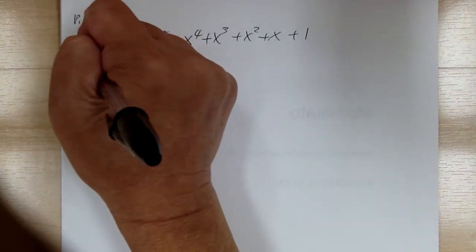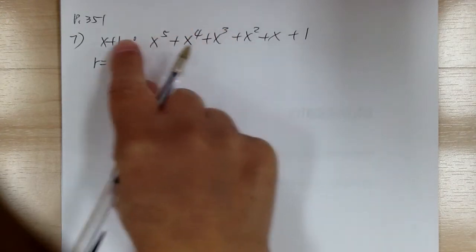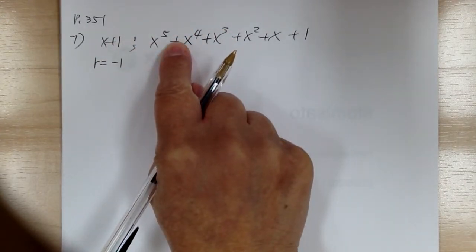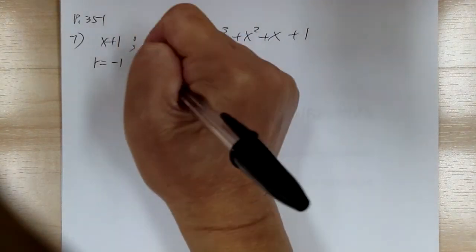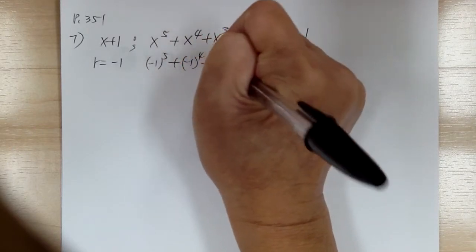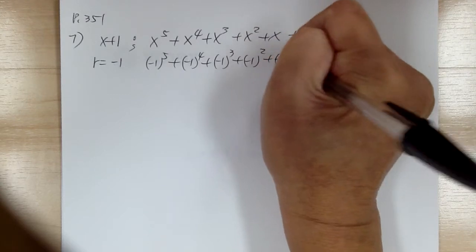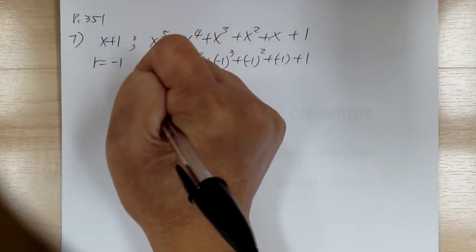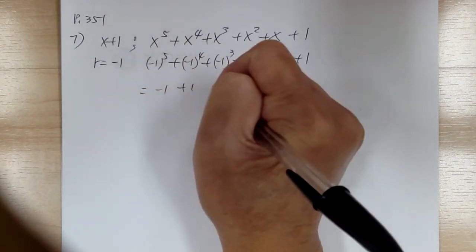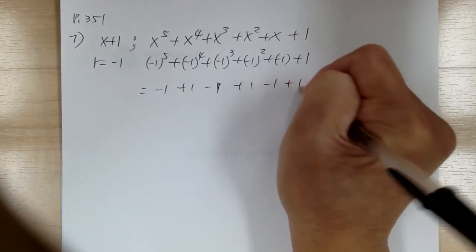If you solve, the root is equal to -1. If this is a factor, then the root would be -1. So you substitute this into the polynomial to see what the remainder is. You get (-1) to the 5 plus (-1) to the 4 plus (-1) cubed plus (-1) squared plus (-1) plus 1. This equals -1 plus 1 minus 1 plus 1 minus 1 plus 1.